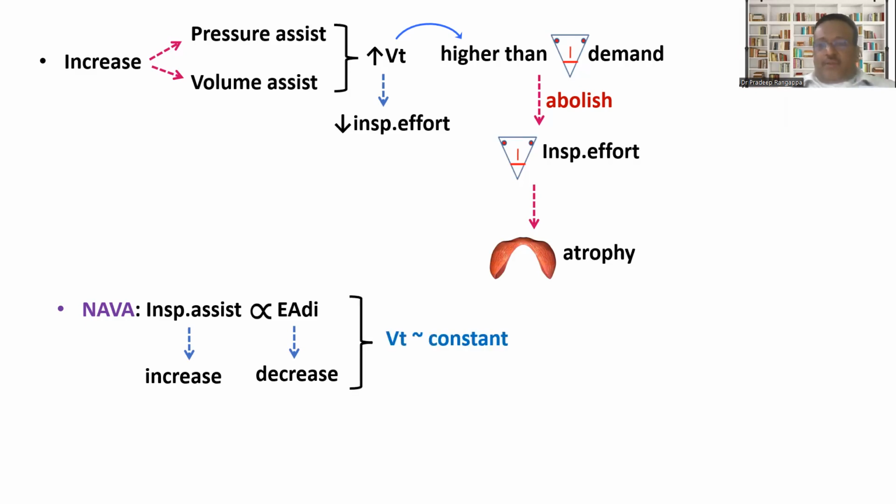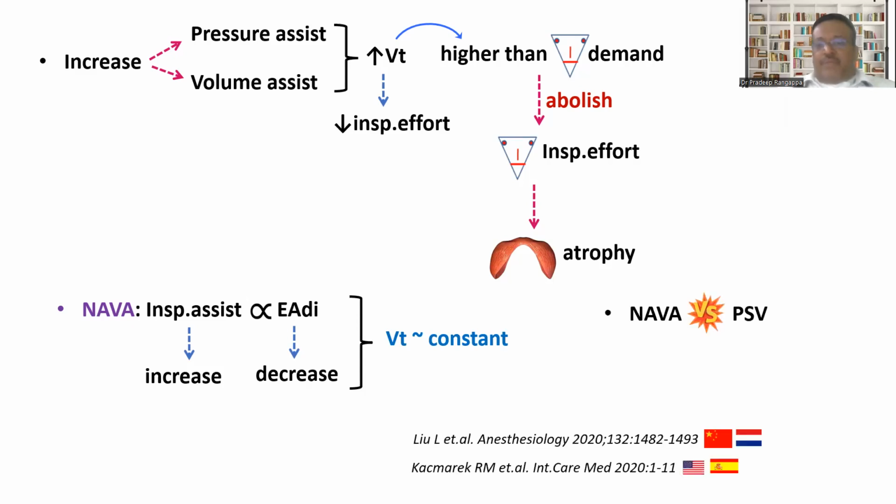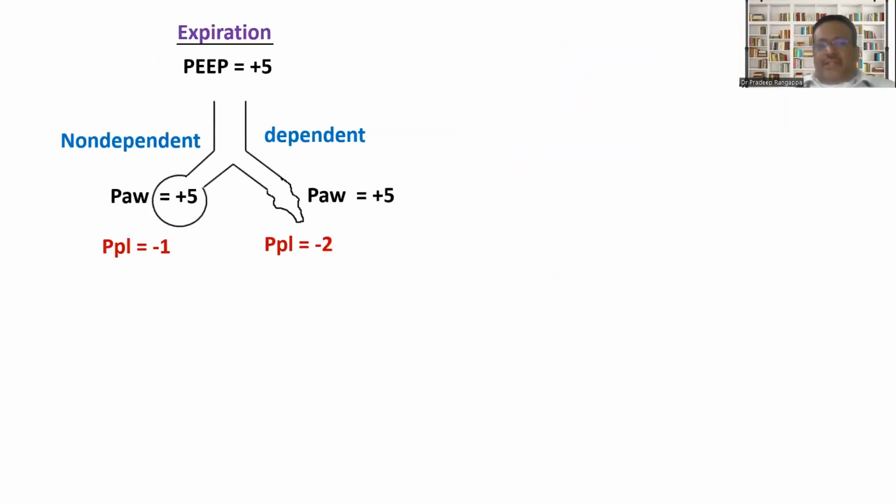So is there any clinical evidence to suggest NAVA is superior? These are the trials that have come from Spain and Netherlands, where they've compared NAVA versus pressure support, and some studies have shown that NAVA reduces the duration of mechanical ventilation. So here basically it is modulating between your inspiratory assist and the electrical activity of the diaphragm. If your inspiratory assist is more, it reduces your electrical activity of the diaphragm. So the tidal volume remains constant. That is the principle. We'll not dwell into the details.